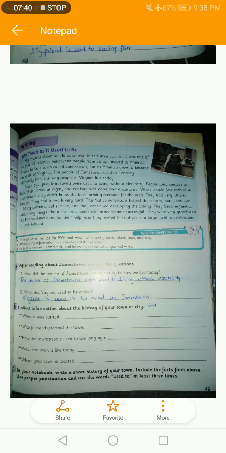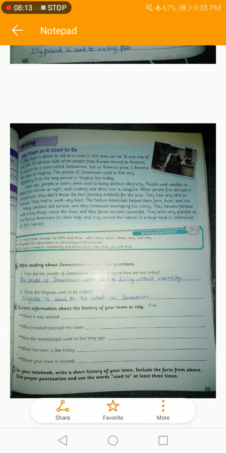Jamestown people lived differently because they had no light or use of electricity, and other methods of cooking and internet system. So nowadays we have our electricity and all our best systems. Okay, second one. What did Virginia used to be called? Virginia used to be called Jamestown.